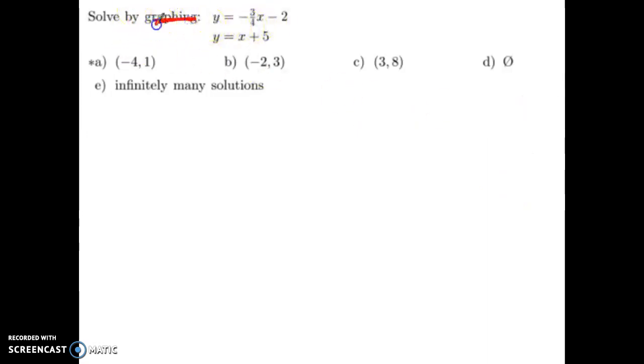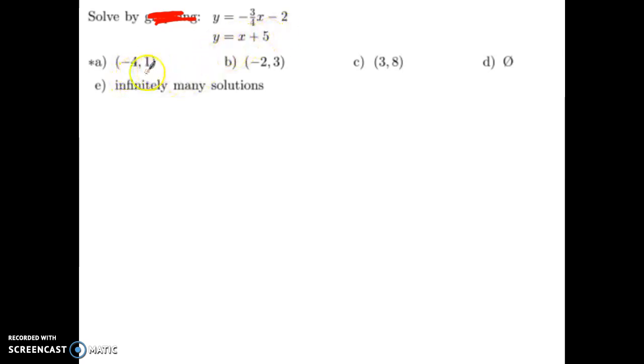All right, so it says solve by graphing. We're not going to graph. Boo to that. It tells us that the answer is (-4, 1). What appears on the test is they're going to give you a set of ordered pairs. I'm giving you a little hint. They'll give you ordered pairs and ask which one is the solution.